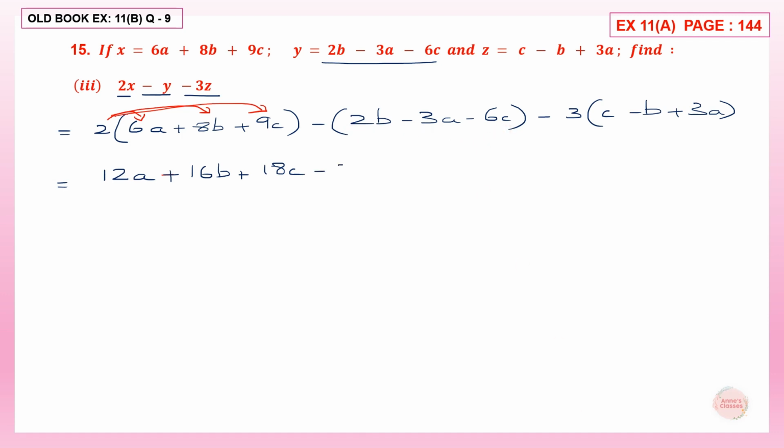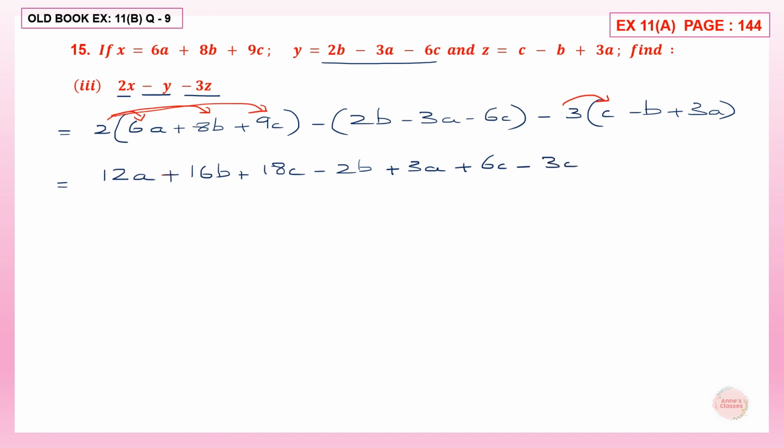So that becomes minus 2b plus 3a plus 6c. Now let's go on to the next one. Here we have minus 3 into each one. So we have to multiply minus 3 first into c. So the sign will be minus, 3 into c is 3c.